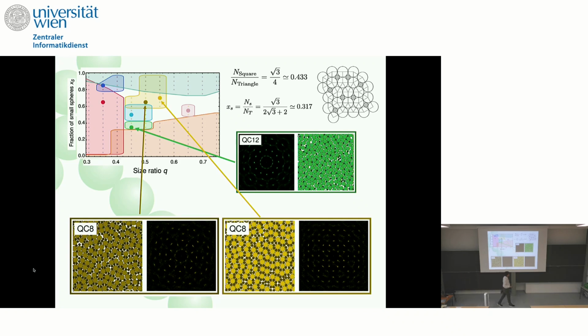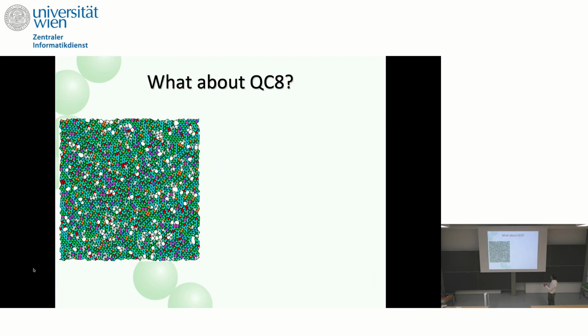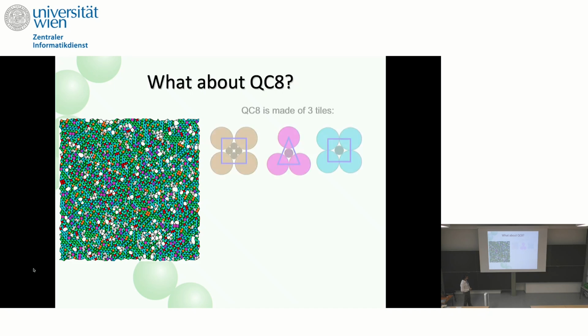And you can explain this from a geometrical point of view very easily, because basically this is the structure you get. These are always numerical configurations that are full of defects, but you can then find your tiles. These are the tiles that are formed by the particles. And at the end of the day, in this QC8 structure that we were not expecting, you realize that it is due to the fact that you now don't have 2 tiles, but you have 3 tiles.